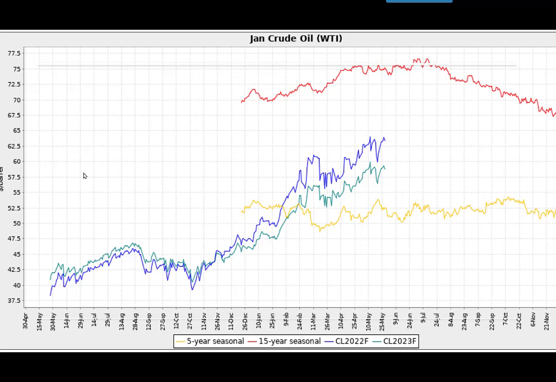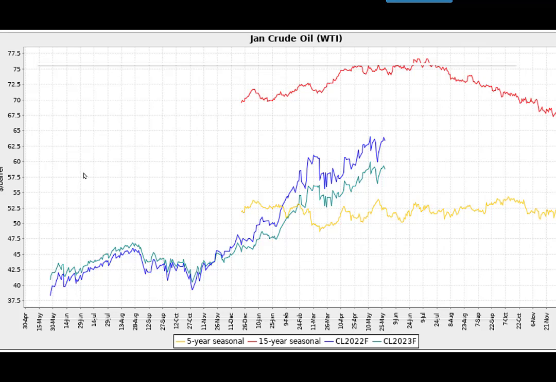The yellow line is pretty much sideways until we get to October, and then it starts to sell off way over at the right-hand side of the chart. But the red line, which takes into account the last 15 years of price action, peaks out at the beginning of July. Once again, that's the normal seasonal because of the driving season. So both the historical analogous and the seasonality are calling for a July peak.